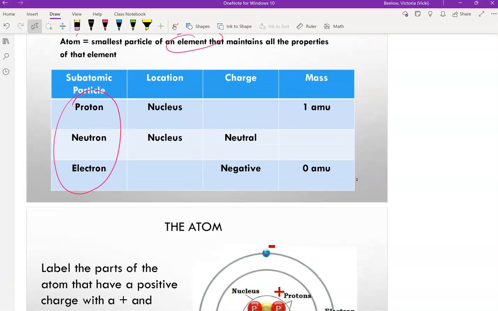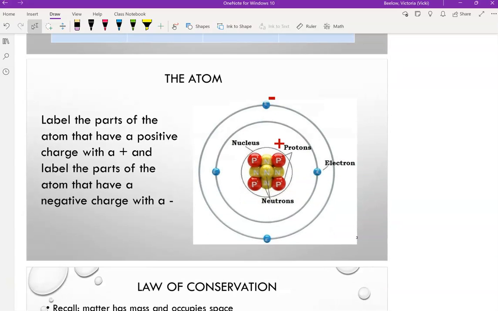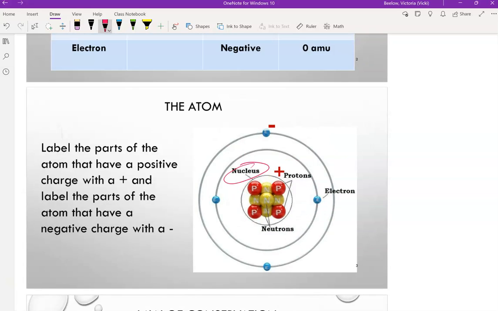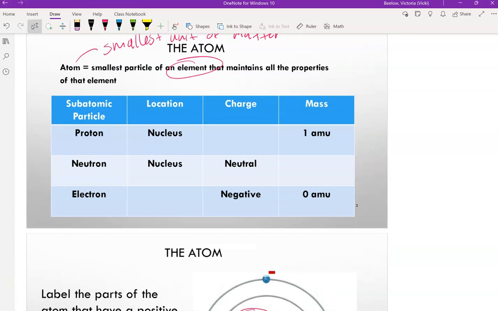So you should have noticed in the web quest that the proton was in the nucleus, and the nucleus, kind of like a nucleus of a cell, is located at the center of the atom. Okay, so everything in that circle there. And it has a charge that is positive. So when you were adding protons in the web quest, you should have noticed that the more protons you added, the more you increased that positive charge.